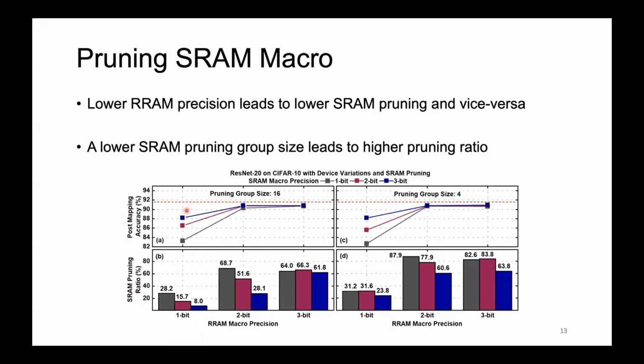You can see that at a lower RRAM precision, we are able to prune very little, while as we increase the RRAM precision, we can prune more SRAM, while at the same time having a lower pruning group size allows us to have a higher pruning ratio.